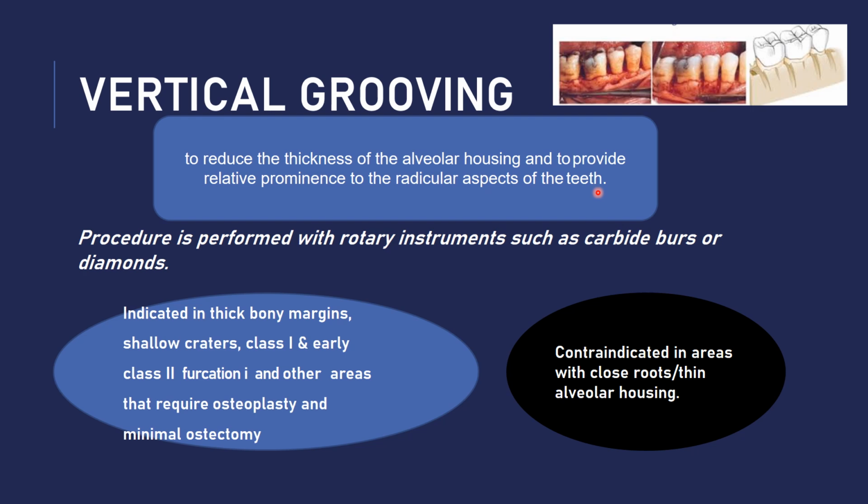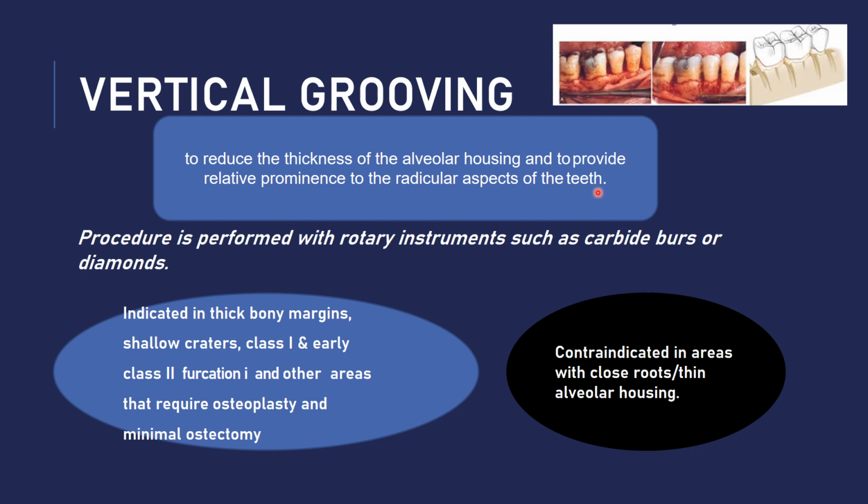This provides continuity from the interproximal surface onto the radicular surface, especially in the case of tooth setting, where we will be doing a festooning. That is to reduce the buccal and lingual thickness of bone interdentally. For that we will be using rotary instruments such as carbide burs or diamonds, with a high speed handpiece and with copious irrigation.